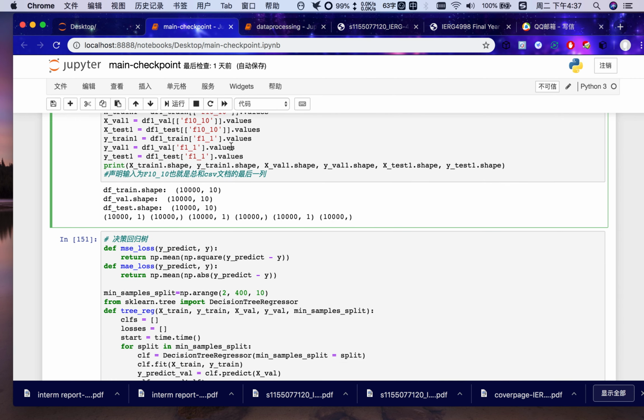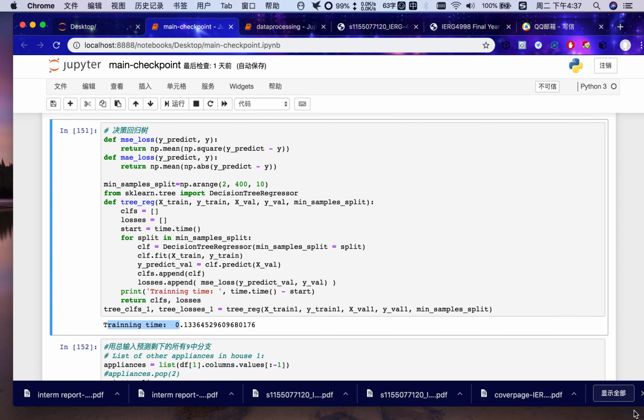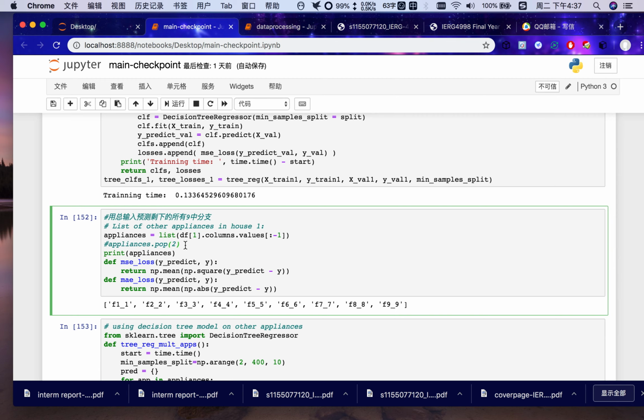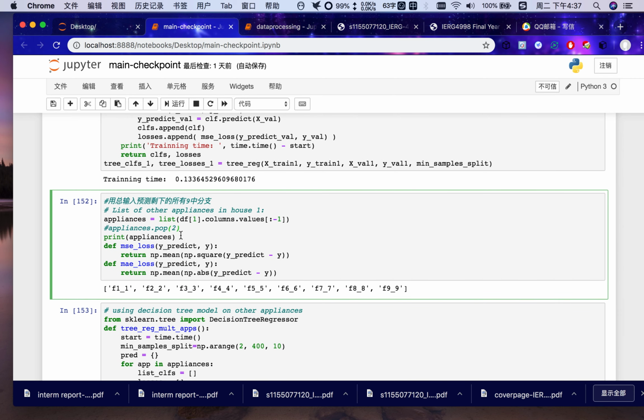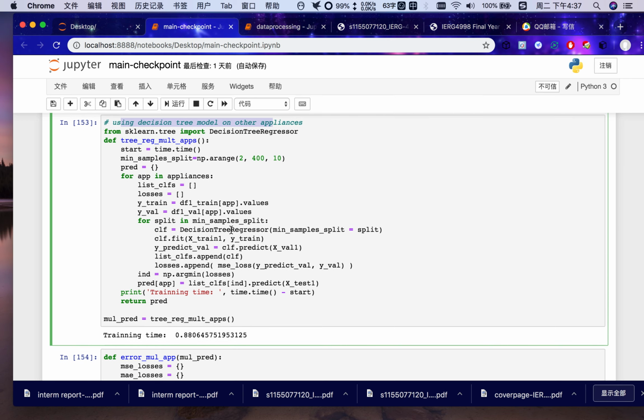After running this, we start building our model, which is called the regression tree. We set up the parameters and start training, and you can see the train time is very fast. For our predictions, we input the whole power and output the nine different powers of the electronics. We then use the regression model on this to train it.